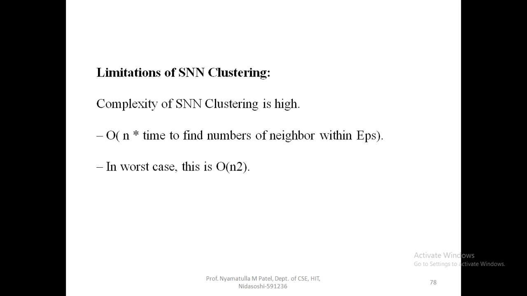Why is it high? Because the complexity is O equal to n times the time to find the number of neighbors within the EPS. Here n is the total number of points, and then the time to find the number of neighbors is the time required to find all the points within the radius of epsilon. If it is less, complexity will be less, but if the time is more, then complexity will be more, and that is multiplied by n. So, the worst case is O of n squared.